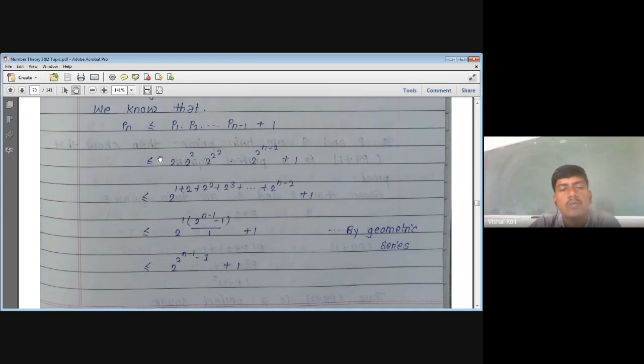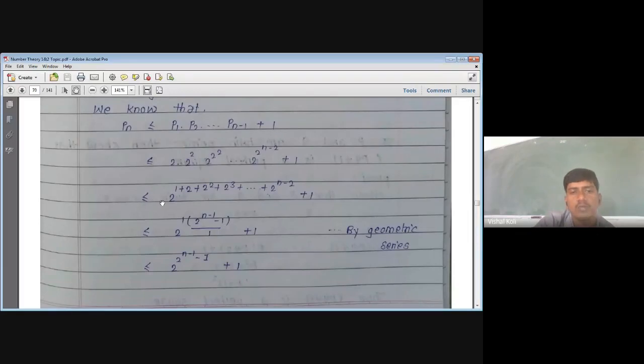Therefore, Pn is less than or equal to 2 into 2 square into 2 to the power 2 square up to 2 to the power 2 raised to n minus 2, plus 1. Now this is in the form of 2 raised to m into 2 raised to n into 2 raised to p into 2 raised to q, and we know that 2 raised to m into 2 raised to n is nothing but 2 raised to m plus n.